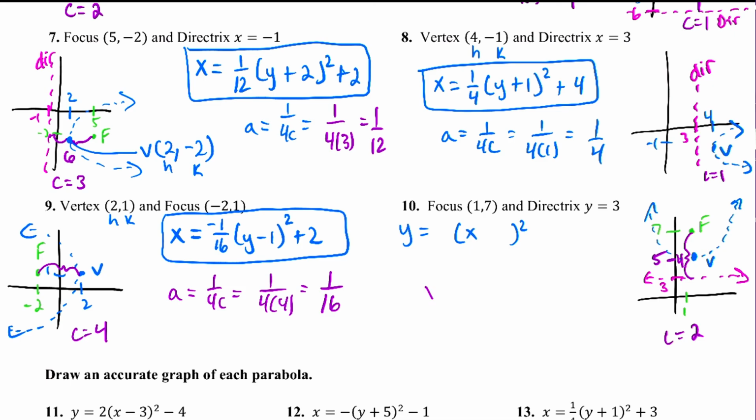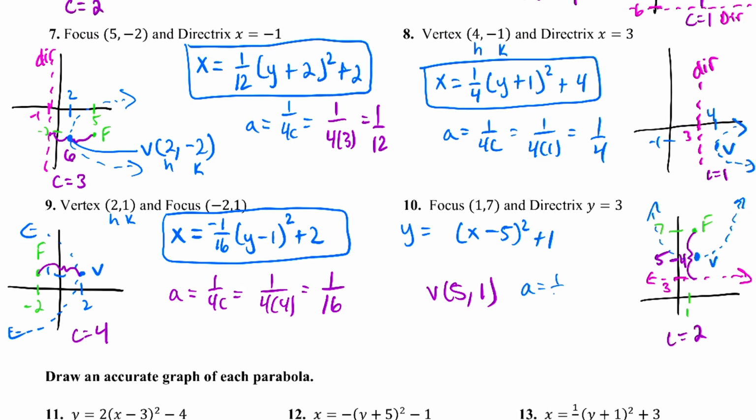So the vertex then will be 5, and then it has to be the same x value as what the focus is, so that'll be 1. So there's my h and k. So this will be a -5 and a +1. And then now I just need to find my a value using C. So A is 1 over 4C. And since we know C is 2, this will be 1 over 4 times 2. So that means A is 1/8. And then I'm going to leave it positive since I know that my U shape is opening up.